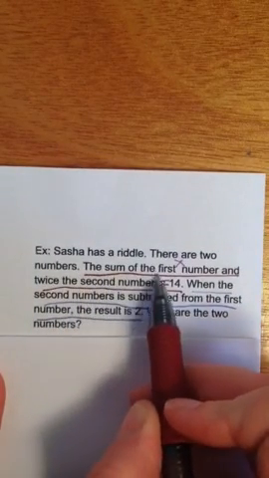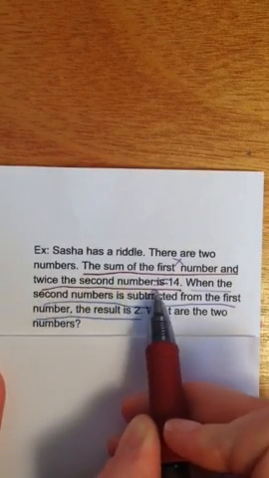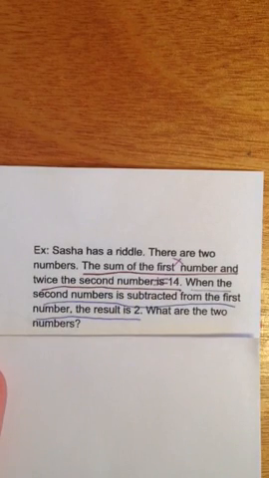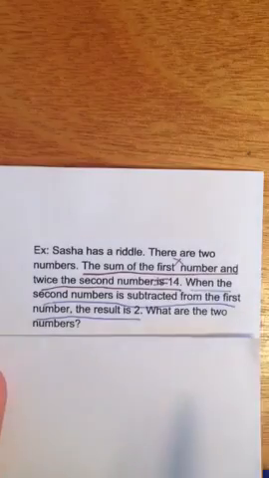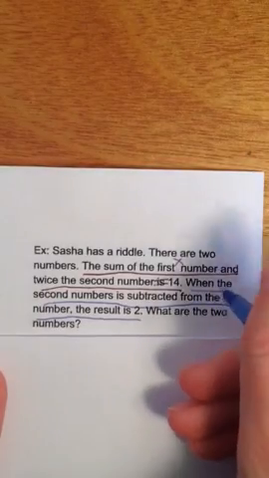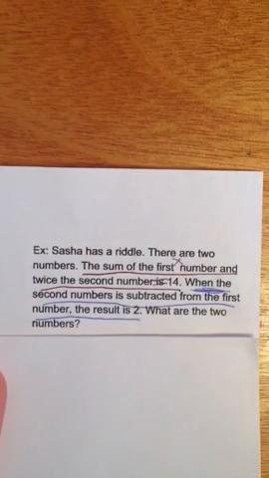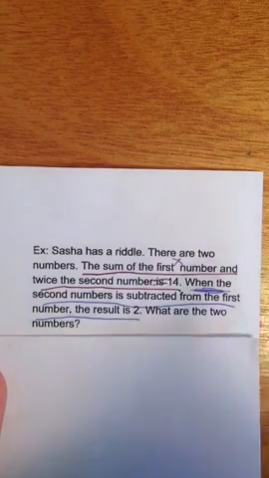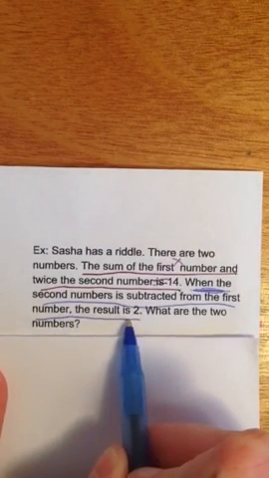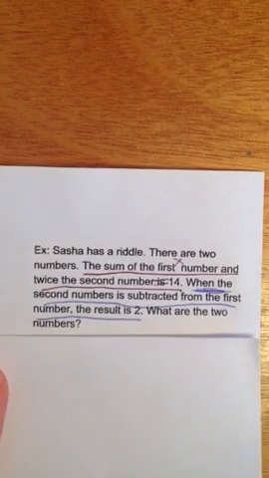So the sum of the first number and twice the second number is 14. That sentence is going to tell me my first equation to solve this problem. The second sentence, which I highlighted in blue, I'm not really sure if you guys can tell the difference between the colors, but I tried. When the second number is subtracted from the first number, the result is 2. Okay, so that sentence there is going to be our second equation.